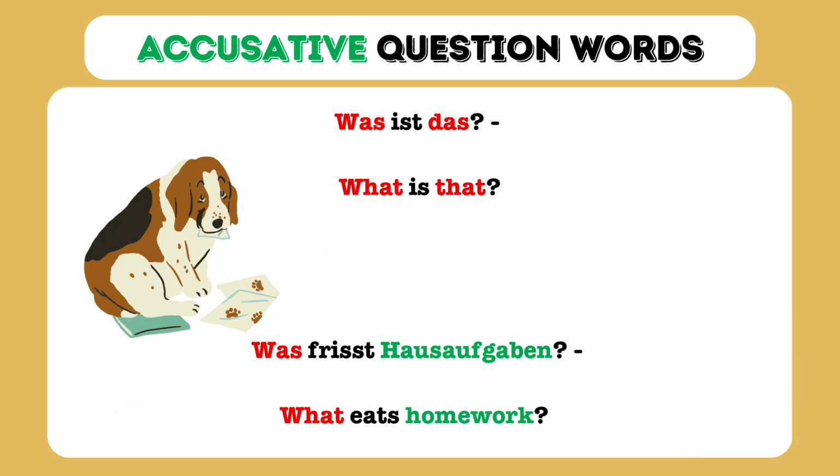"Was ist das?" What is that? "Was frisst Hausaufgaben?" What eats homework? If you want to get a new pet and you want to make sure that that new pet is going to be able to eat your homework, of course you're going to have to ask what kind of an animal eats homework. "Was frisst Hausaufgaben?" In this sentence and in the previous one, "Was ist das," both of them are using "was" as the subject of the sentence, because the homework is not eating anything, and "sein," or in this case "ist," cannot possibly have a direct object, which I mentioned way back when we were still talking about predicate nominatives.